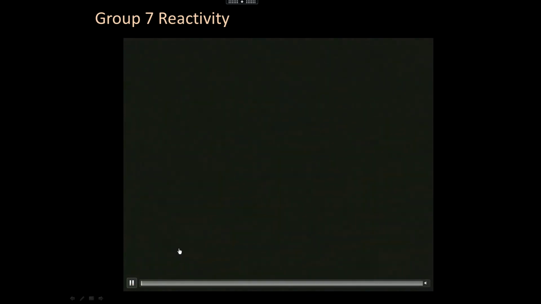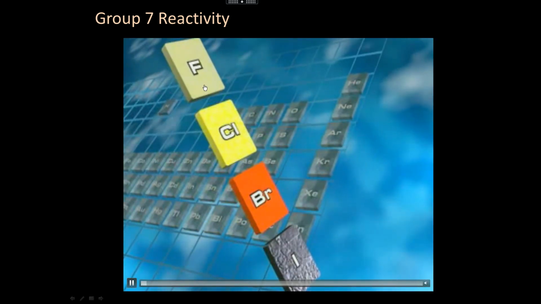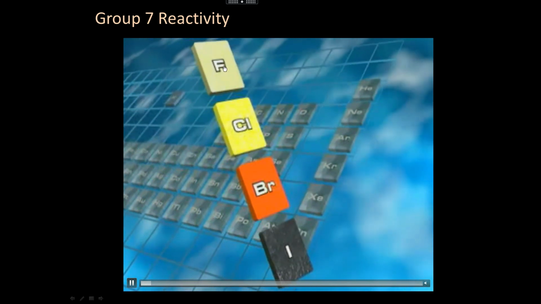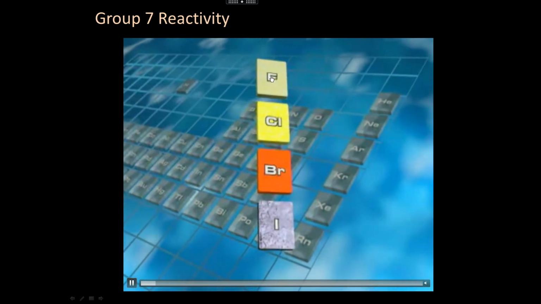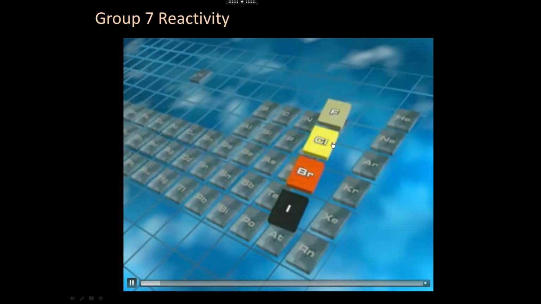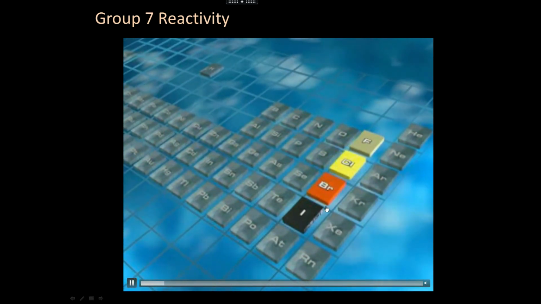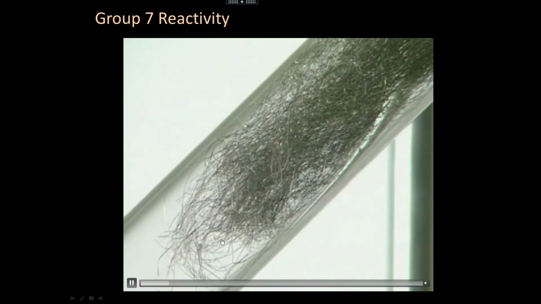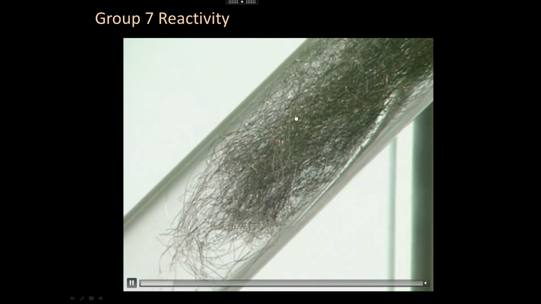Right. Now, group 7 are the halogens: fluorine, chlorine, bromine, and iodine. They are non-metals. Fluorine is a colorless gas, chlorine a yellow-green gas, bromine an orange liquid, iodine a purple solid. But they're all non-metals, and they are all able to react with metal.